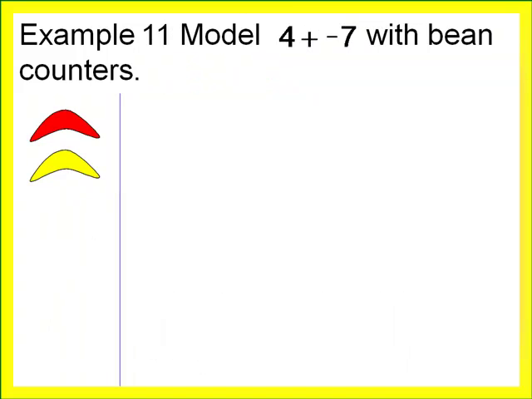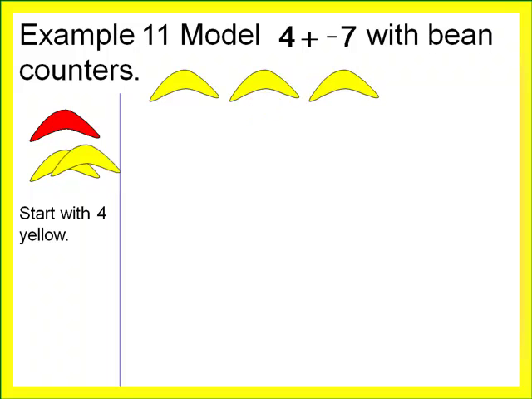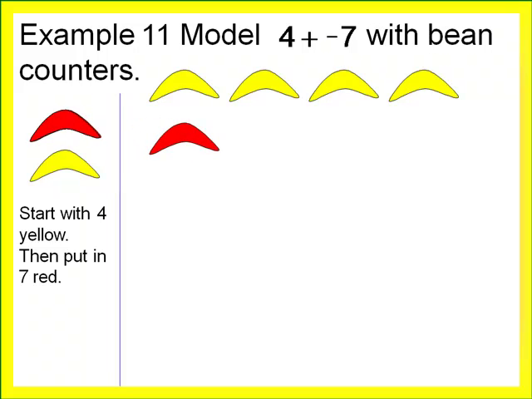In example 11, let's model 4 plus negative 7 with the bean counters. Start by moving in 4 yellow counters. Then move in 7 red counters to represent the negative 7.